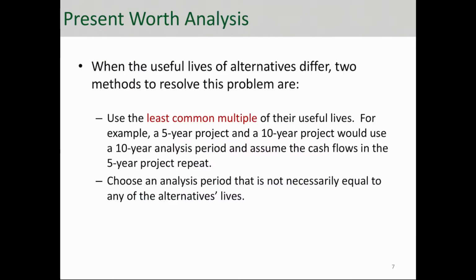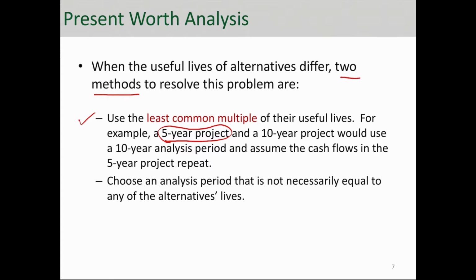But what if the useful lives of these alternatives differ? Basically, one alternative has a useful life of, let's say, 7 years, and the other has a useful life of 14 years, for example, or 20 years. What do we do with that? Well, there are two methods to resolve this problem. The first one is we can use the least common multiple of their useful lives. For example, if you have a 5-year project and a 10-year project, we would just use the 10-year analysis period, but we just have to accommodate the 5-year project.